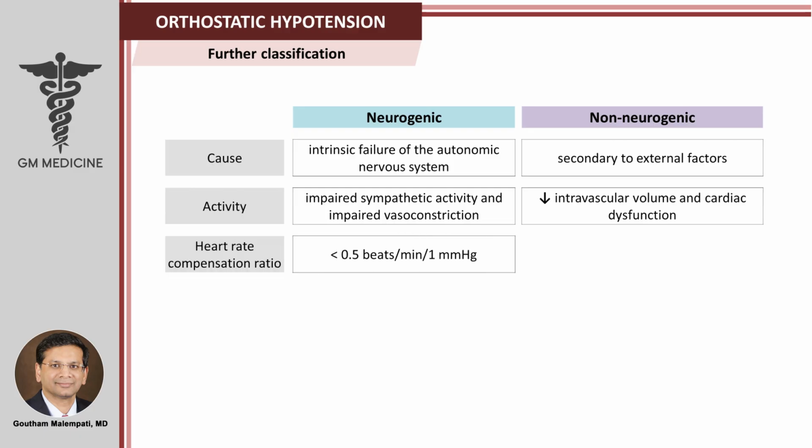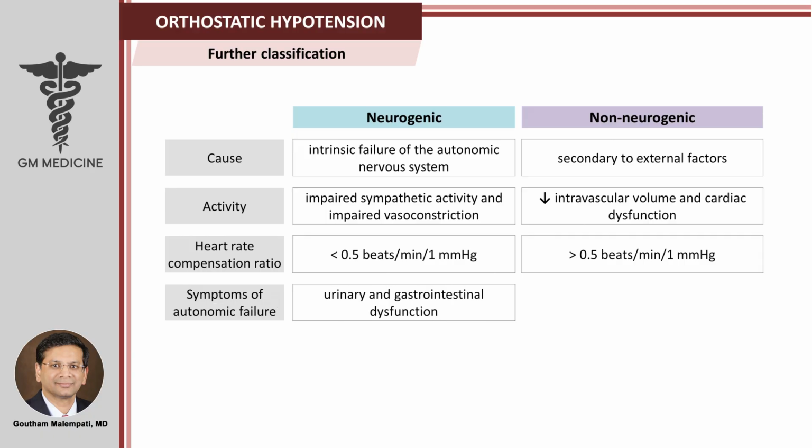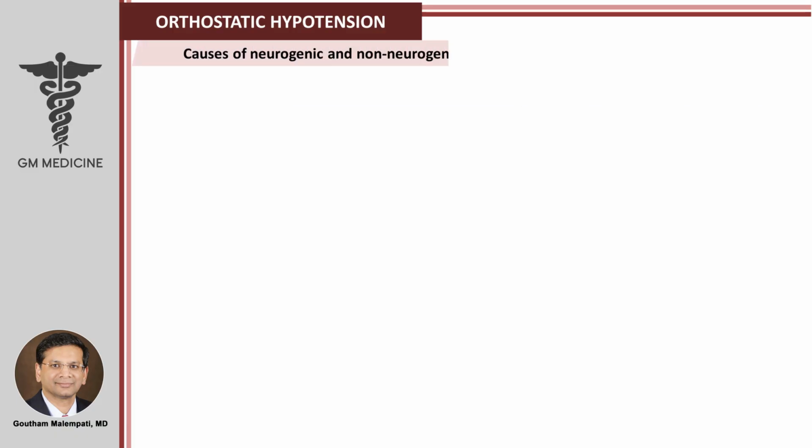Heart rate compensation ratio, which is change in heart rate to change in systolic blood pressure, is decreased to less than 0.5 beats per minute per 1 mmHg in neurogenic and increased to greater than 0.5 beats per minute per 1 mmHg in non-neurogenic. Symptoms of autonomic failure such as urinary and gastrointestinal dysfunction are seen in neurogenic and not present in non-neurogenic.